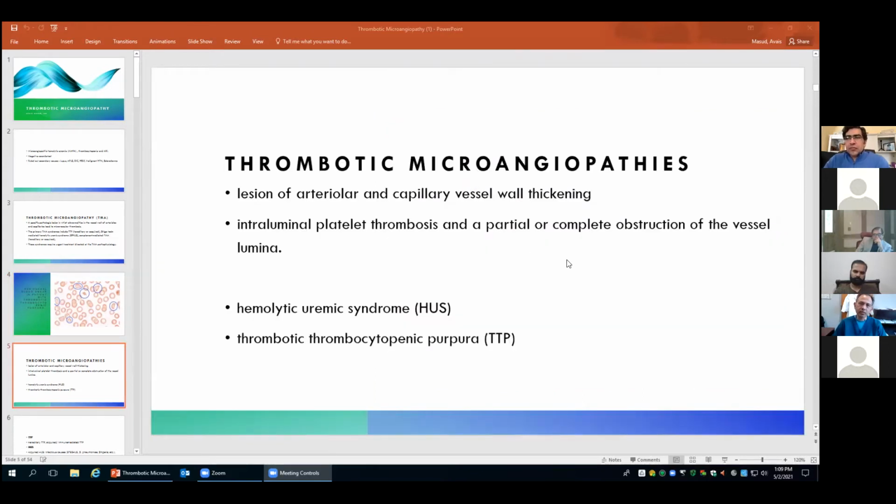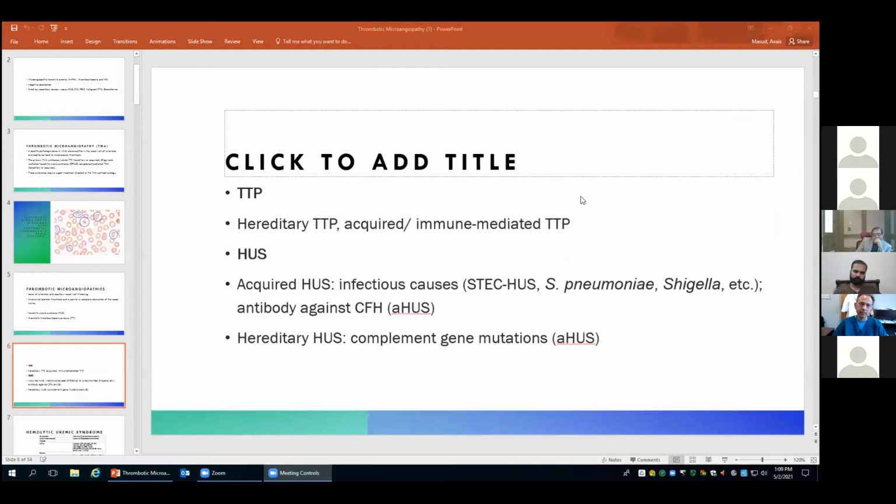So again, thrombotic microangiopathies, as I said, are a lesion of the arteriole and capillary vessel thickening, and that can lead to thrombosis. Thrombosis can narrow the lumen, and when the blood passes through that, that leads to hemolysis. So TTP could be hereditary, or most of the time it's acquired, immune-mediated TTP.